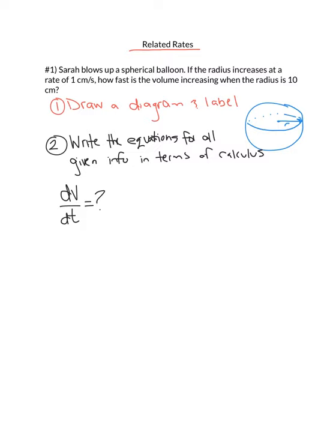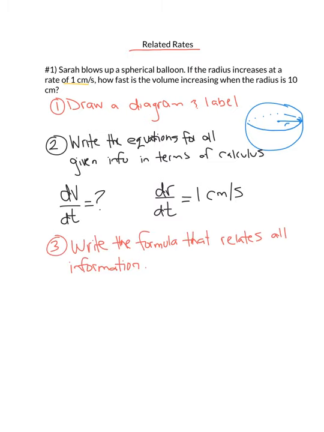The only other piece of information that they gave me is the fact that the radius is increasing at a rate of 1 centimeter per second. So this is going to be my dr by dt, and we know that that is equal to 1 centimeter per second. So the next step is to write the formula that relates all of the information. Since this question is talking about a sphere, more particularly the volume of a sphere, we are going to be writing our formula, volume equals 4/3 pi r cubed.